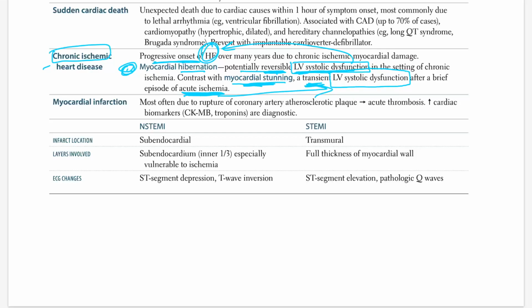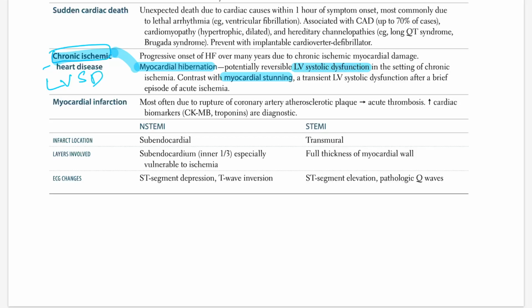So that's what we have for chronic ischemia. Two things we got to know are myocardial hibernation and stunning in chronic ischemia. Then one thing, make sure that we know that there is a left ventricular systolic dysfunction, LVSD, left ventricular systolic dysfunction with chronic ischemia. Okay, that's all. And then we have this myocardial infarction, high yield topic.